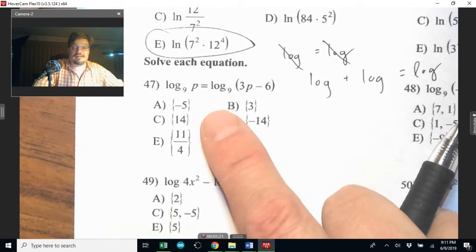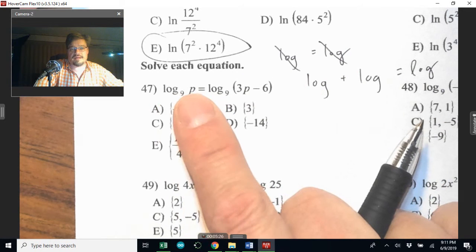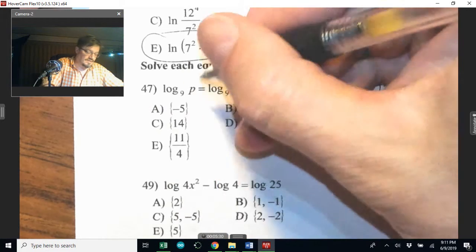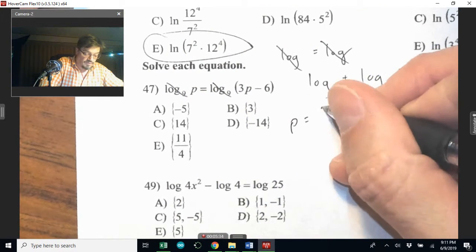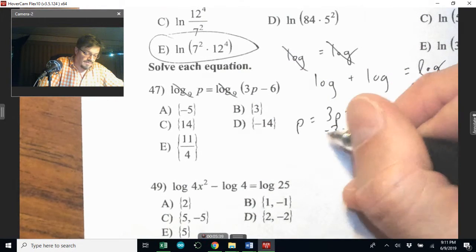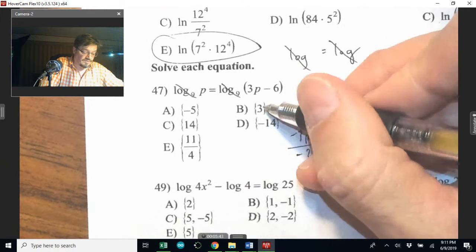Now, this is circumstance number 1. Okay, you have a log base 9 equaling this value equals the log base 9 equaling that value. Since they have the same base, cross them off. So what that means is P equals 3P minus 6. End of story. I'm going to subtract 3P from both sides. Negative 2P equals negative 6, so the answer is 3.